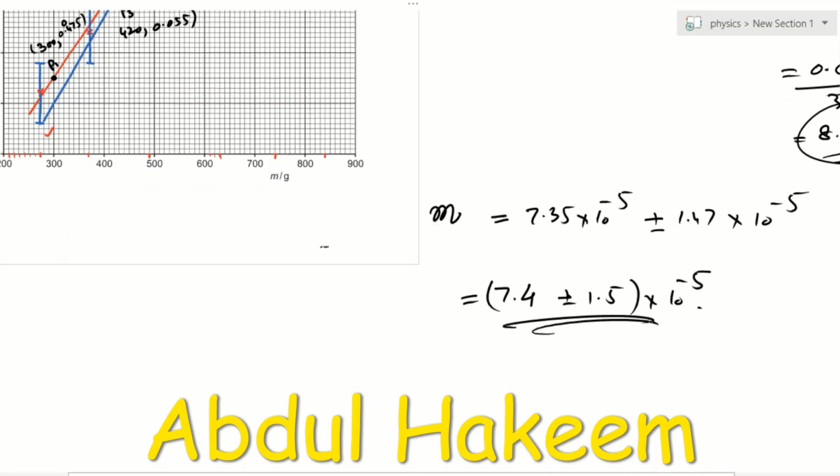So this is the final answer. You can also write 7.4 plus minus 1.5. You can write 2 times 10 power minus 5. So both are correct. Now move to the next.